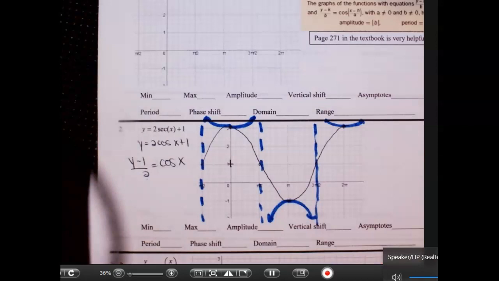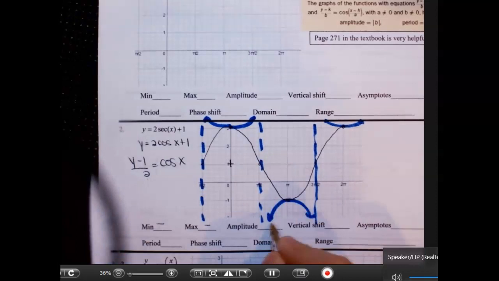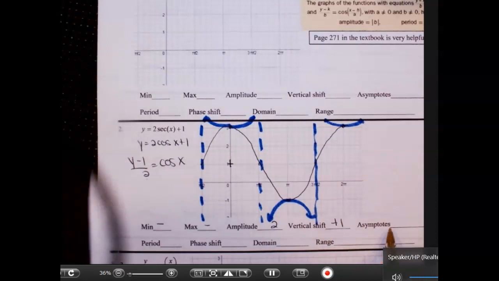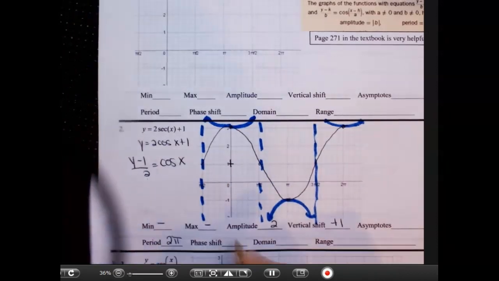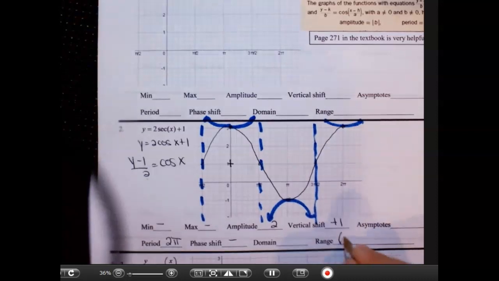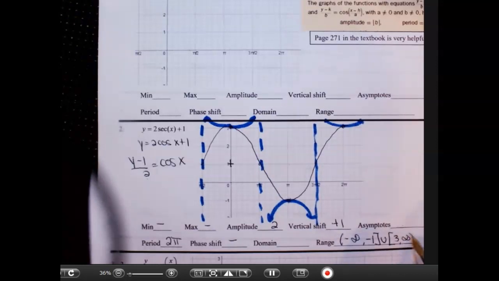Now we can go fill in the max and min. So we don't have a minimum, we don't have a maximum. We did have an amplitude of 2, we did have a vertical shift up 1. Let's hold on to the asymptotes for just a second. We did have a period of 2 pi. There was no phase shift. Our domain goes along with our asymptotes, so let's hold on to that for a second. Our range, we are going from negative infinity up to this low point here, which is -1. And then we are going from this point here on up, which is 3, to positive infinity.